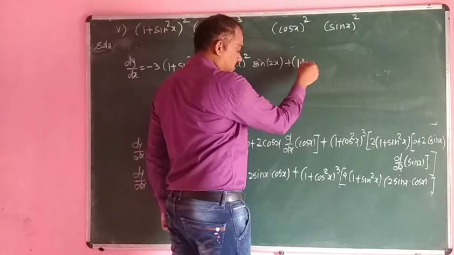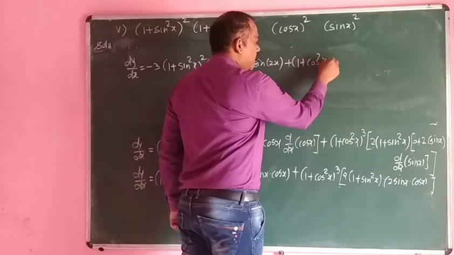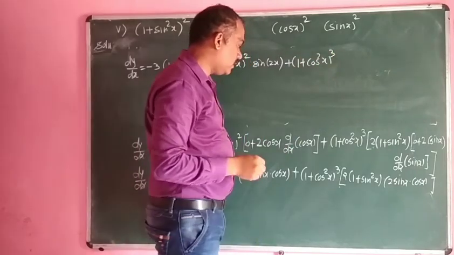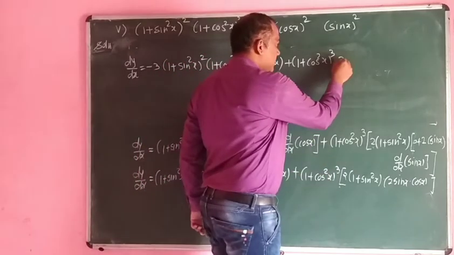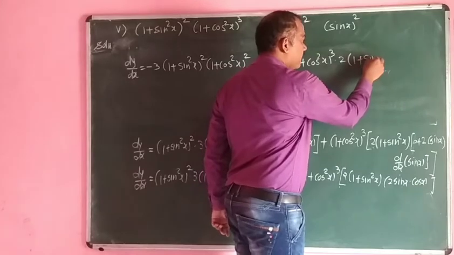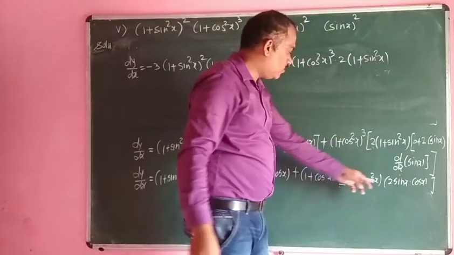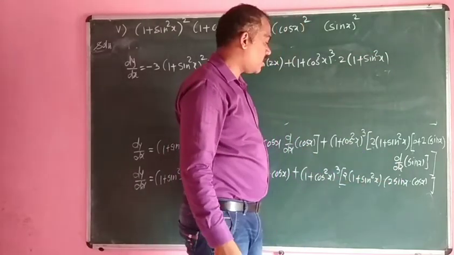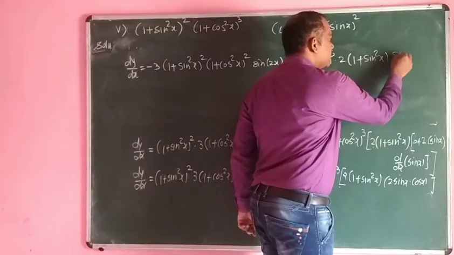1 plus cos square x bracket cube into 2 times (1 plus sin square x), 2 times sin x into cos x, it is nothing but the sin 2x.